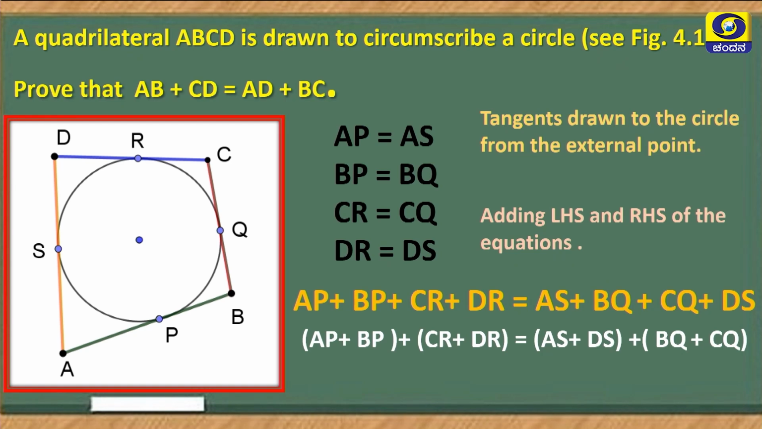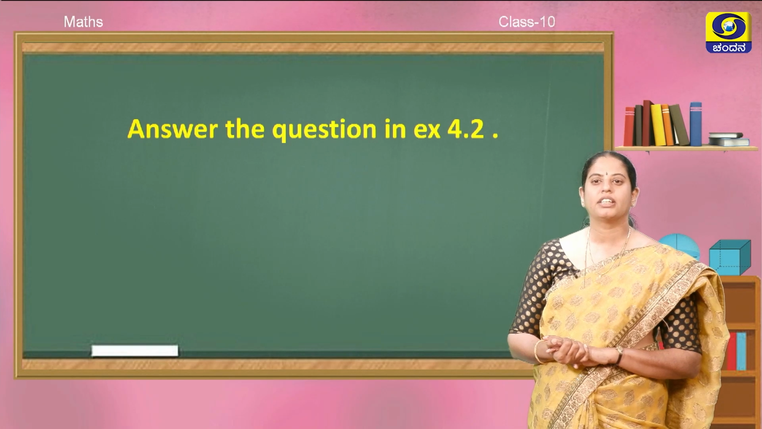AP plus BP means it is AB only. CR plus DR means you can observe it is the side CD. AS plus DS is AD and BQ plus CQ is side BC. So, hence we have proved that AB plus CD, the sum of opposite sides of the quadrilateral, is equal to AD plus BC. Hence, we proved that statement.